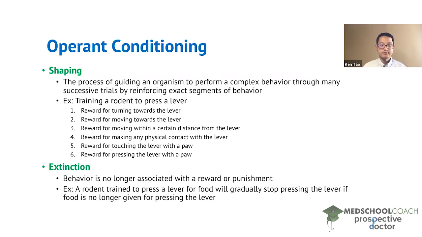Another term we want to discuss is extinction. Extinction occurs when a behavior is no longer associated with a reward or a punishment. So it's no longer associated with a reinforcer or a punisher. In this case of lever pressing, if the rodent learned to press a lever for food, if you stop giving food when the rodent presses the lever, then gradually, over time, the rodent is going to stop pressing the lever. So this is extinction, which in many ways is similar to the extinction we looked at with classical conditioning.